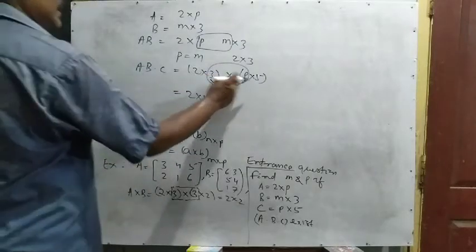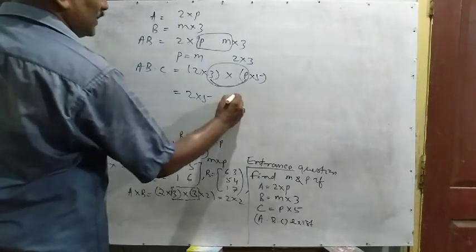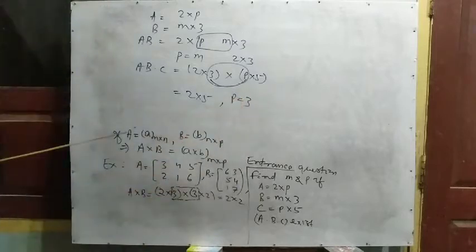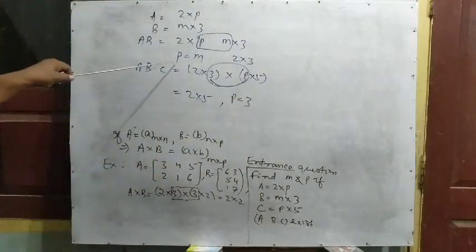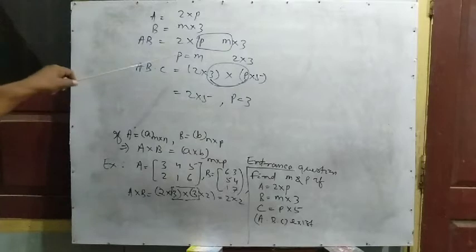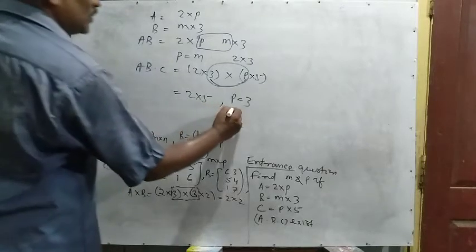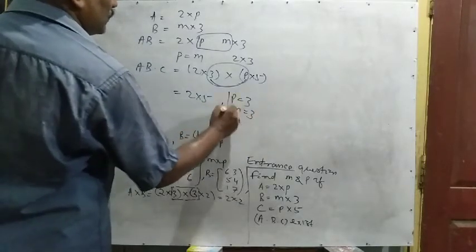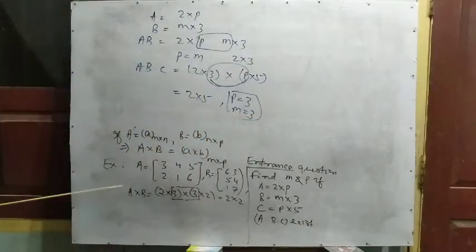Here P equals 3 came. Since P equals M came, P equals 3 means M also equals 3. So this type of question about P and M will come in entrance exams.